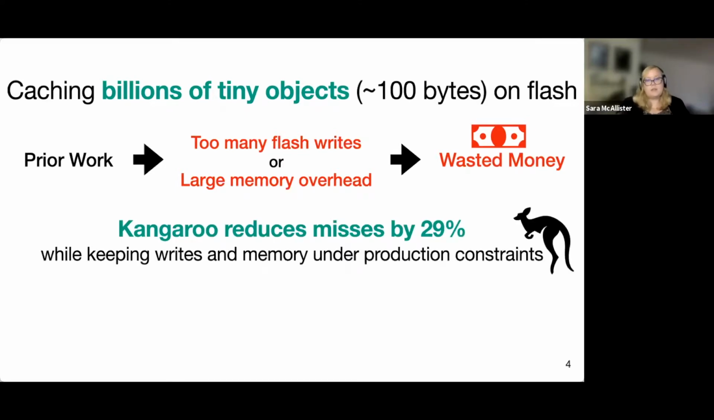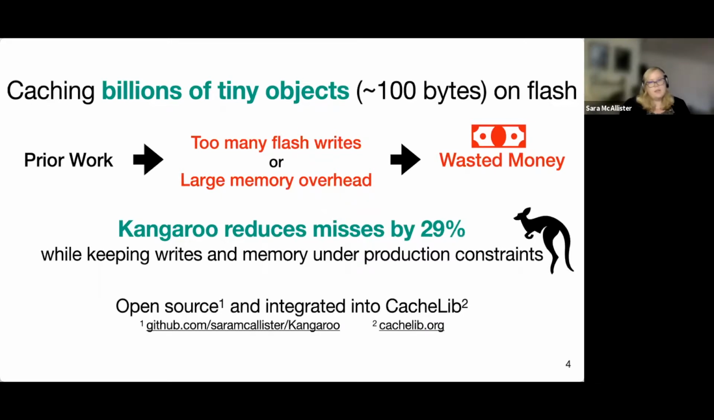Kangaroo allows us to solve this problem while reducing misses. We reduce misses by 29% over comparisons, while keeping writes and memory pressure under production constraints. Kangaroo is open source and it's integrated into CacheLib, which is Facebook's caching engine that they use in production, and is open source and can be found at cachelib.org.